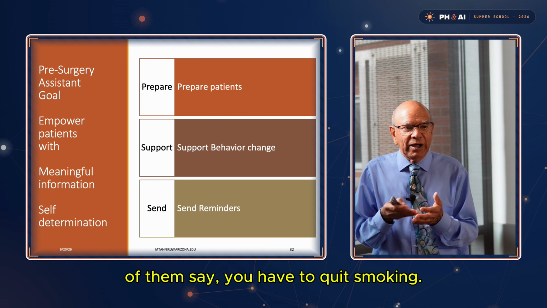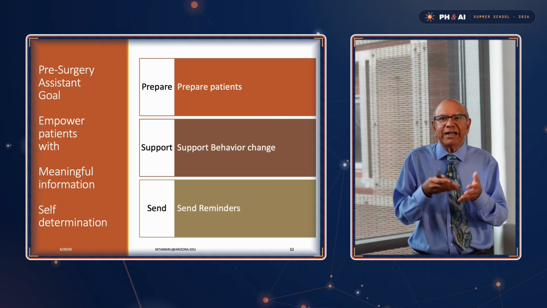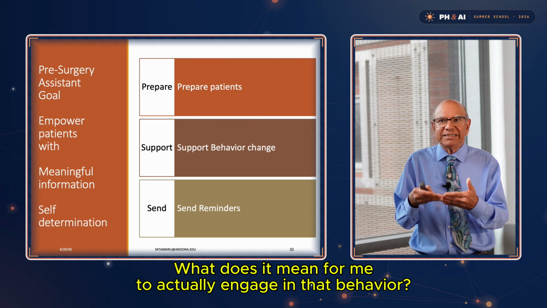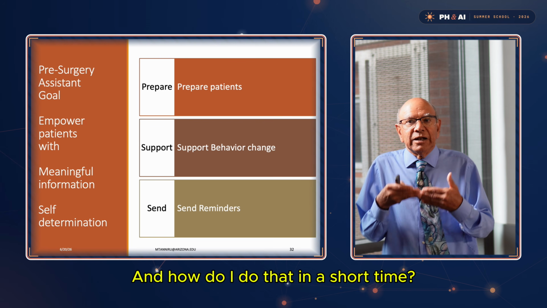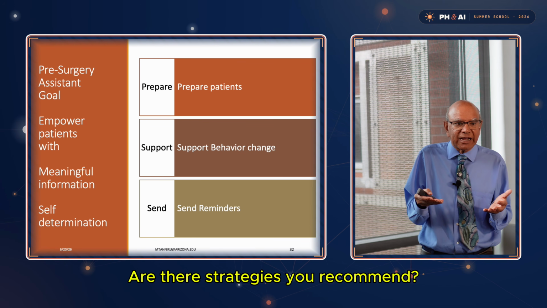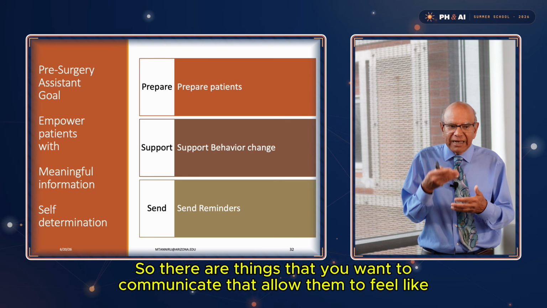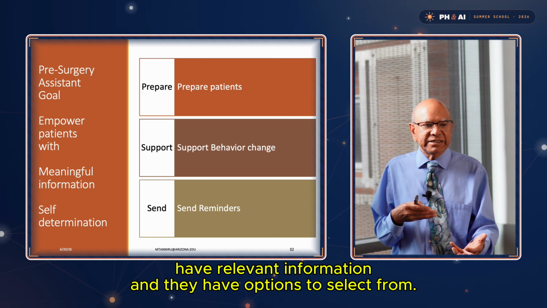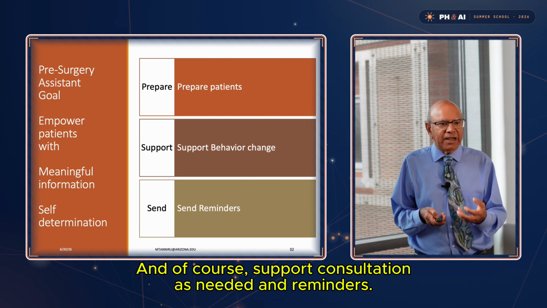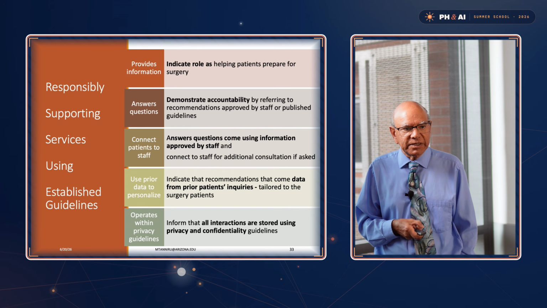Many of them say you have to quit smoking. Well, what does that mean? Do I quit smoking permanently? Do I reduce smoking? What does it mean for me to actually engage in that behavior? And how do I do that in a short time? Are there strategies you recommend? So there are things that you want to communicate that allow them to feel like they have relevant information and they have options to select from. And of course, support, consultation as needed, and reminders.